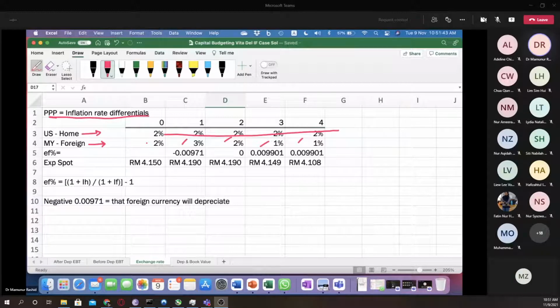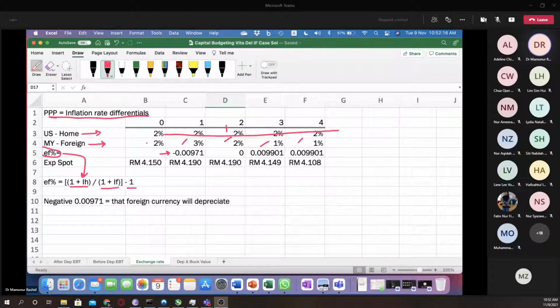Okay. So what we have done according to PPP, if you go back to the slide, you will see that there is a EF percentage that we can calculate. The EF percentage is calculated based on this equation, right? 1 plus inflation rate home divided by 1 plus inflation rate foreign minus 1. So this EF percentage is calculated based on inflation rate differential. First year inflation rate differential is 0.00971. Okay, so this is basically 0.971%. So almost the difference is 1%, right?